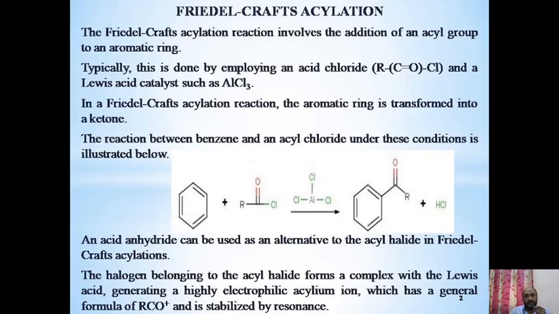The Friedel-Crafts acylation reaction involves the addition of an acyl group, that is a CH3CO group, or maybe an RCO group, to an aromatic ring. Typically, this is done by employing an acid chloride, that is R, then CO, then Cl, and a Lewis acid catalyst such as AlCl3. That means the benzene ring reacts with an acetyl compound in the presence of one catalyst, that is AlCl3.